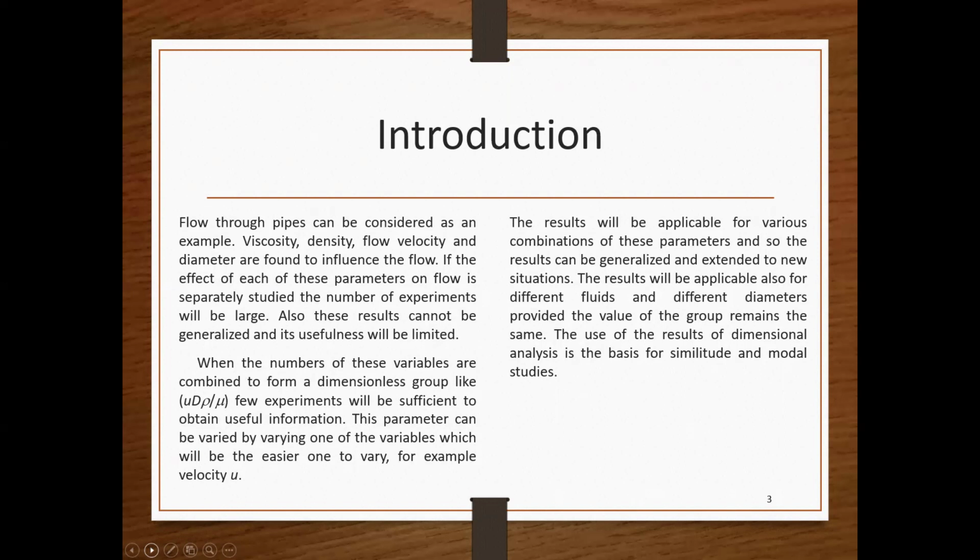When these variables are combined to form a dimensionless group like U, D, rho over mu, few experiments will be sufficient to obtain useful information. Okay? So symbols already, alam nyo na. These parameters can be varied by varying one of the variables, which will be the easier one to vary, for example, velocity U. The result will be applicable for various combinations of these parameters and so the results can be generalized and extended to new situations.